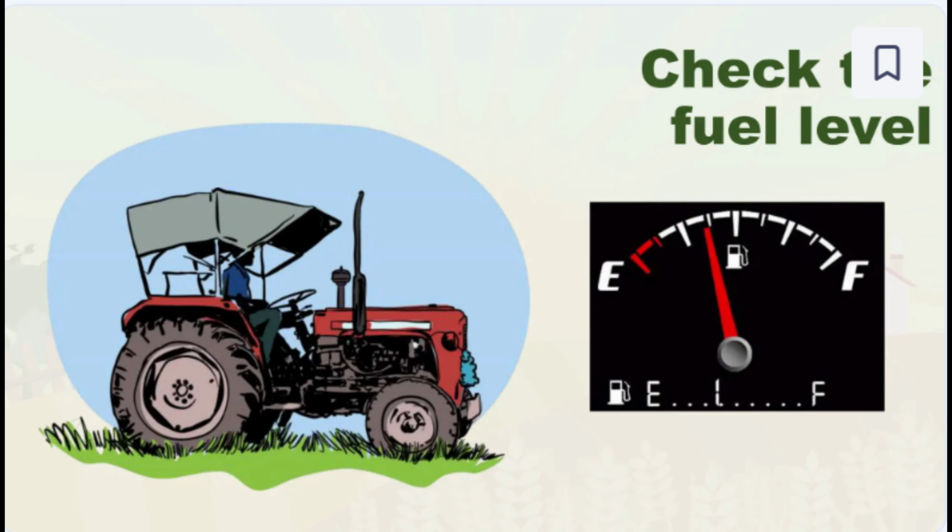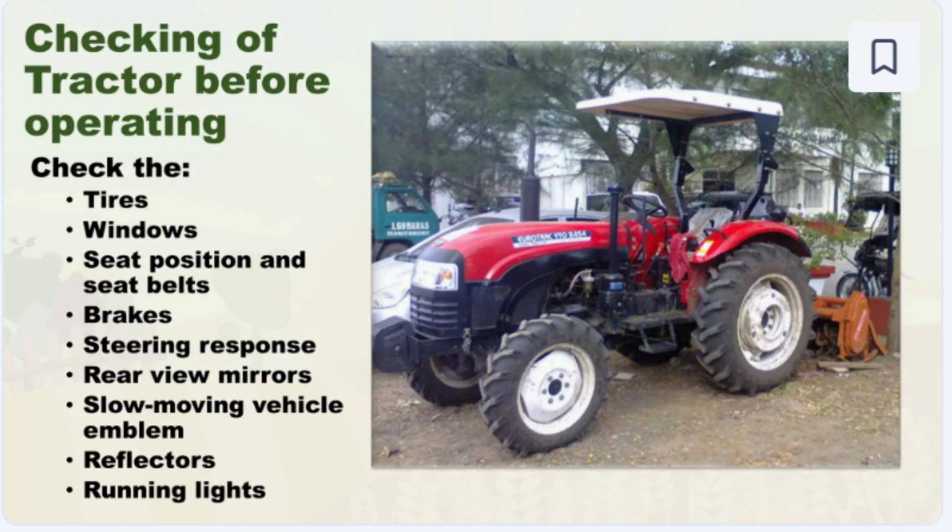7. And final tip. Check the fuel level. Fill if necessary, but it should have been filled at the end of the last day the tractor was used. That's all for the tractor. But before operating, you will need to check proper inflation, defects of windows for visibility, seat position, seat belts, mirror adjustment, steering response, rear view mirrors, slow moving vehicle emblem, reflectors, and running lights for day and night operation. That's all for the tractor.